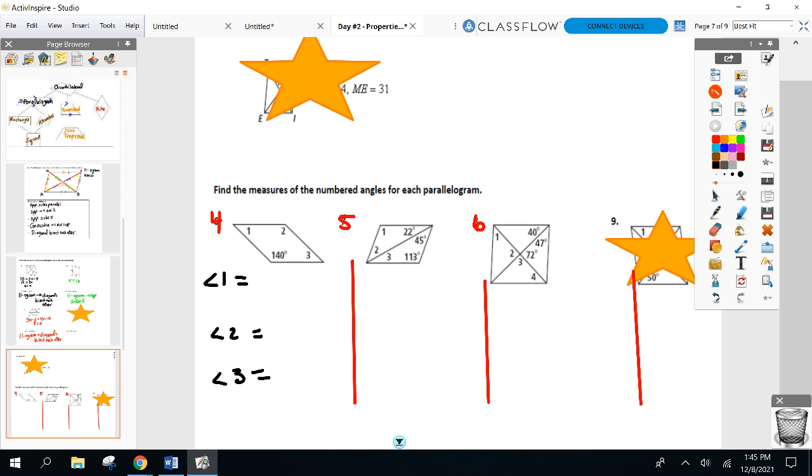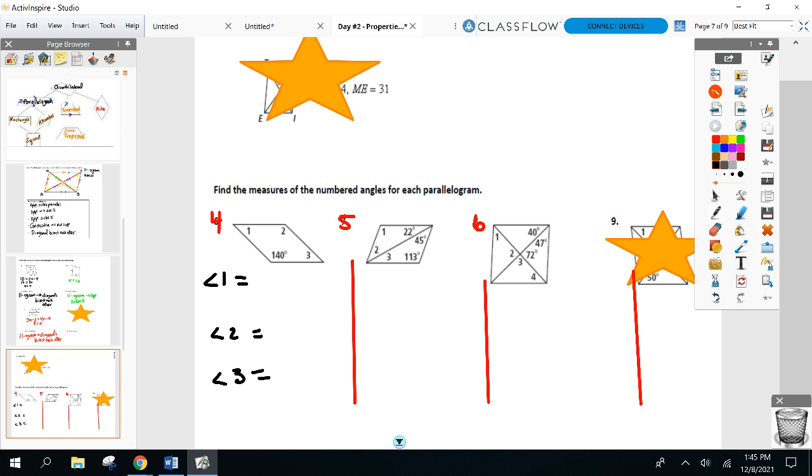So 2 is consecutive to 3. So if this is 140 because they're across from each other, this is going to be 40. And since 3 is congruent to 1, that would be 40. All right, time's up.